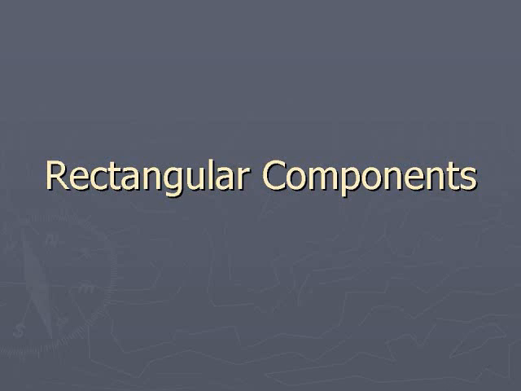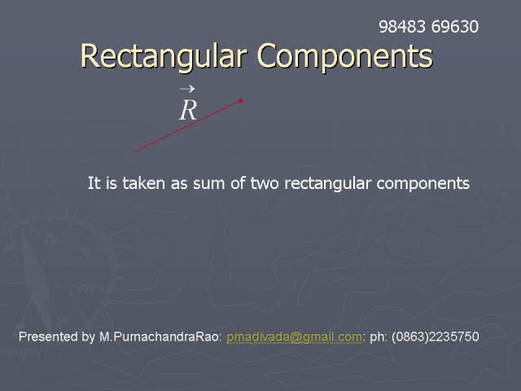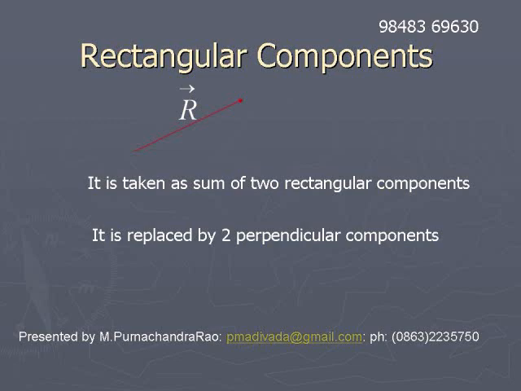Rectangular components of a vector. Consider a vector r bar. Now, this r bar will be taken as the sum of two perpendicular vectors. Such perpendicular vectors are known as rectangular components. The vector r bar will be replaced by two perpendicular components: two vectors, one perpendicular to the other.